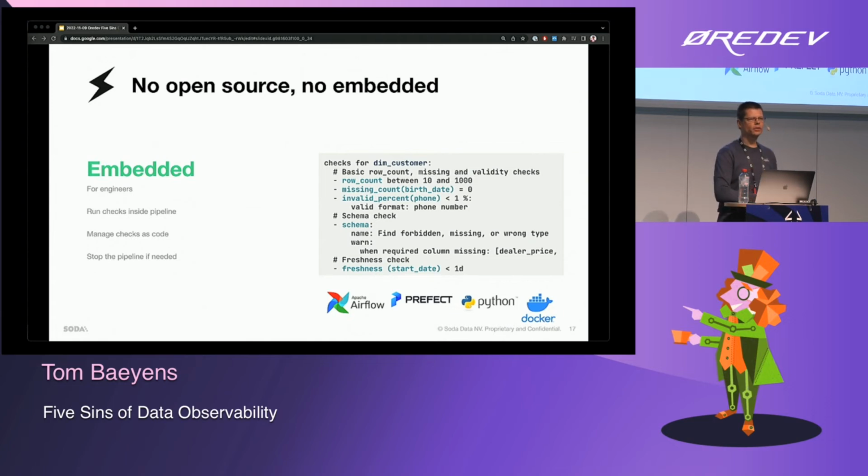Right. So that's another sin: having no open source and no embedded capabilities. I touched on that a bit. As an engineer, you want this file to run straight in your Airflow, which is the way to build your pipelines, in your Prefect, or in your Python or Docker environment. As an engineer embedding this into your pipeline, it's important, as I mentioned, that you can run or manage them as code and also stop the pipeline if needed, so that you run these checks and afterwards you can access the results. Are there any failures? Are there any warnings? And decide on that whether the pipeline should be stopped, which is also referred to as quarantining the data, making sure that this data doesn't flow through, so that your algorithm doesn't start running and then producing bad data or a bad outcome, like in the hotel example.